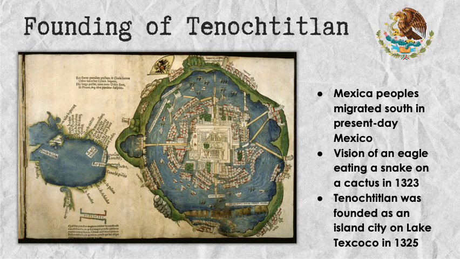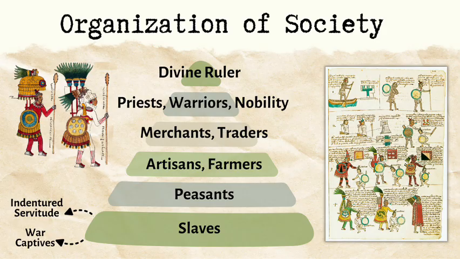Pictured is a hand-drawn map of Tenochtitlan based on the observation of Hernan Cortez when the Spanish arrived in 1519. So let's examine the organization of society here. Aztec society had a clear hierarchy with the divine ruler at the very top. Pictured on the left are Aztec warriors.